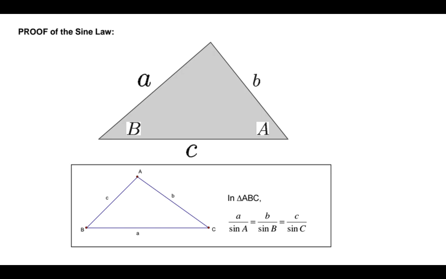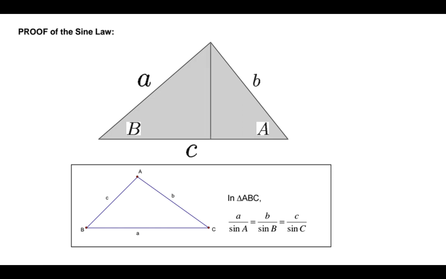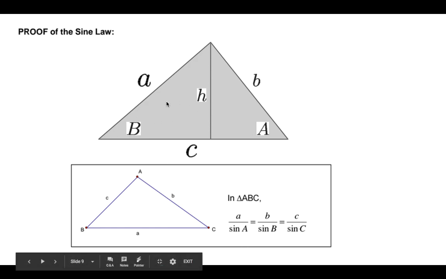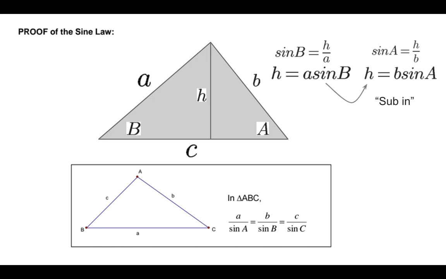Okay, next we're going to talk about the sine law. So this is the sine law. The sine law comes from that exact same example where we cut the triangle in half. So what you do is you cut the triangle, you call the height h, and then we know two things are true. We know that sine b is h over a in the right triangle. We know sine a is opposite over hypotenuse, h over b. We can cross multiply and say that h is a sine b, and h is also b sine a. So that means a sine b must equal b sine a.